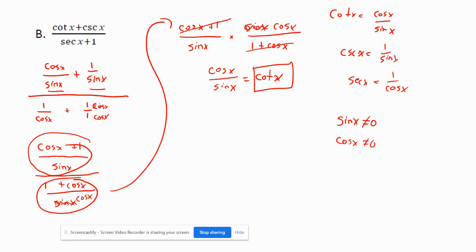We also have the denominator, and if the numerator is 0, that means the whole denominator is 0. So it means we have cos x cannot equal negative 1.